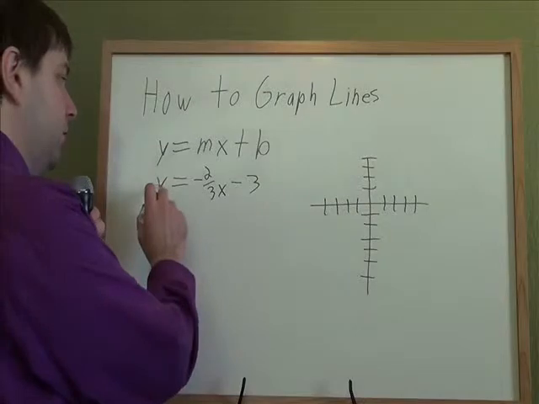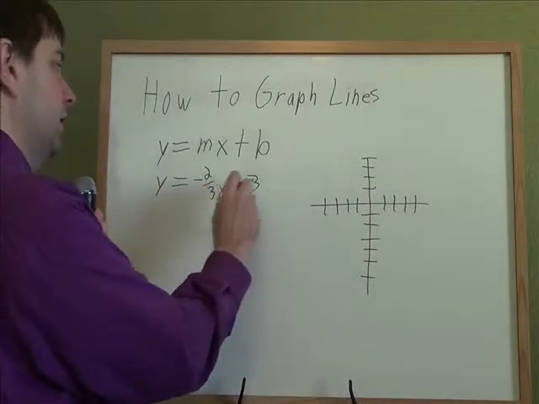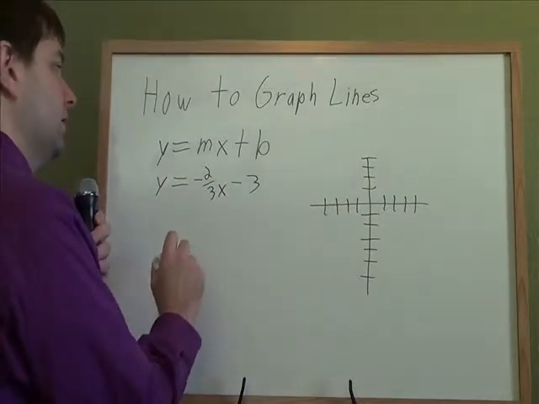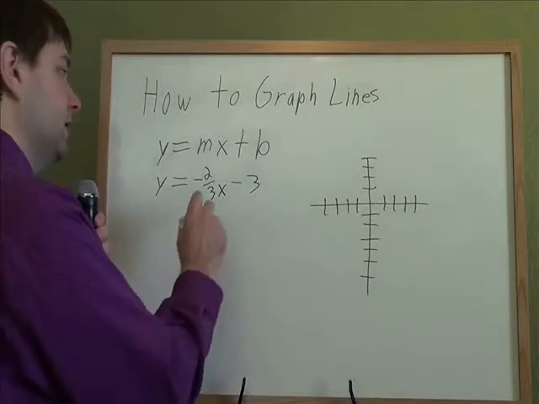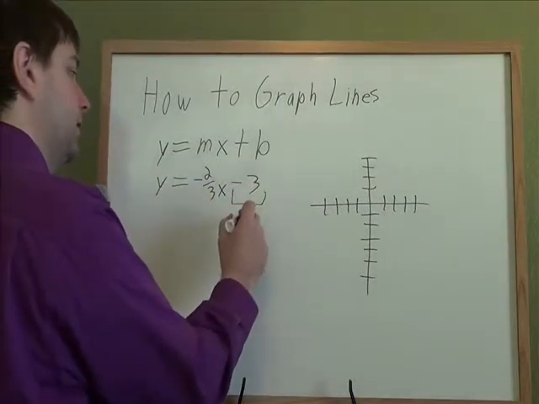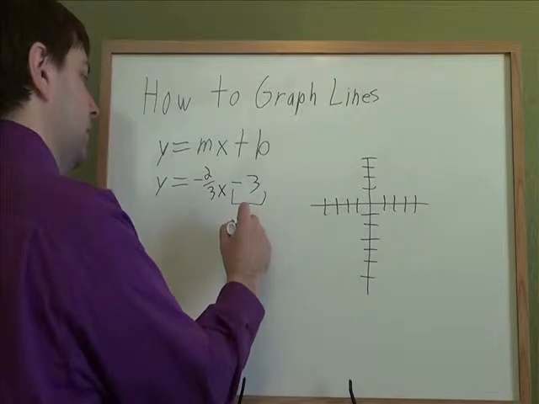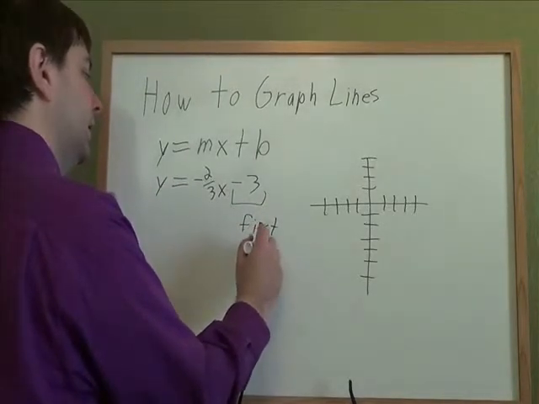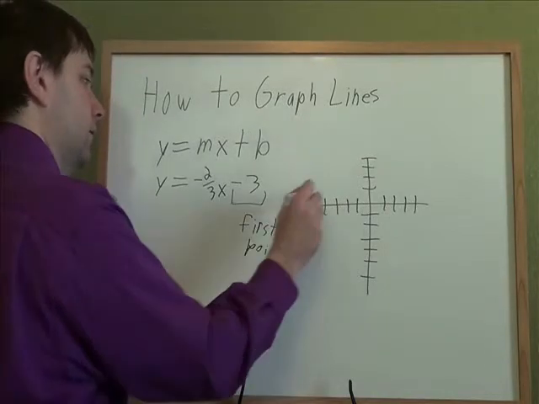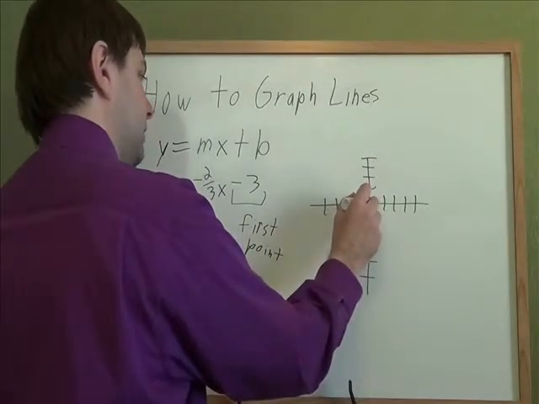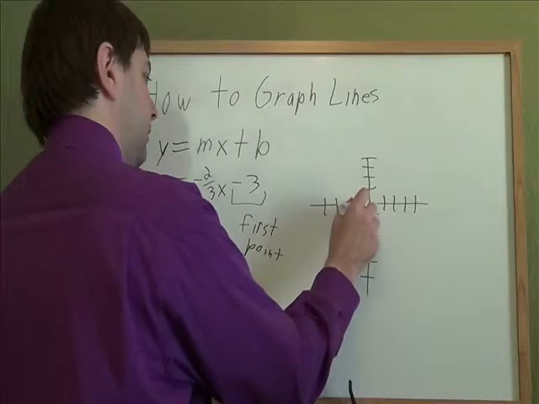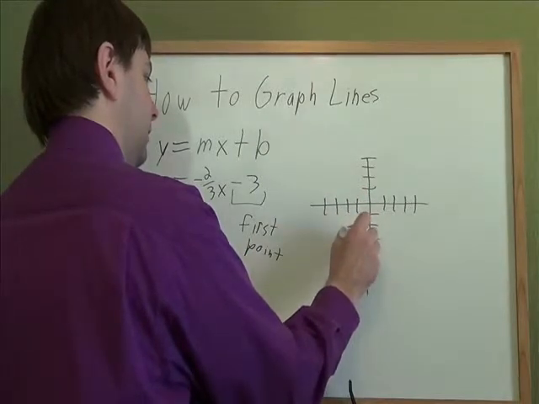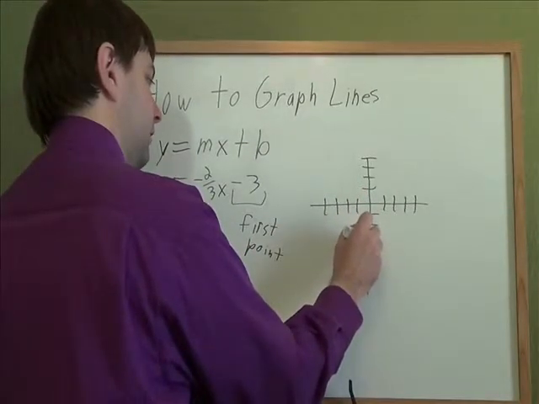So now we're going to graph y equals -2/3 x minus 3. What's the number that's by itself that's not next to the x? That is -3. So that is our y-intercept, or what I just think of as the first point. So from the origin, from the very middle at 0, 0, we're going to go down 3. It's negative, so we go down. And that's our first point.